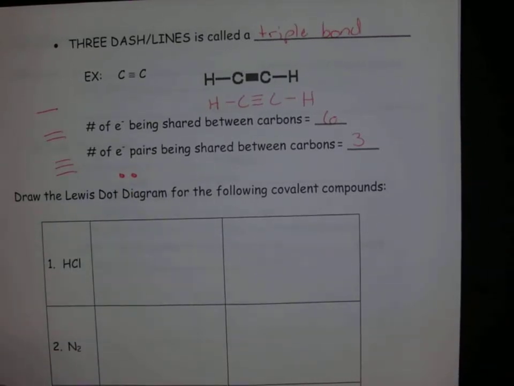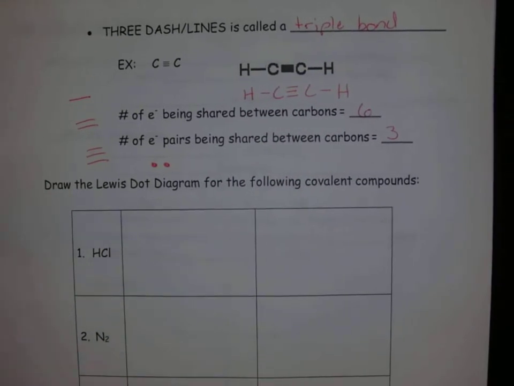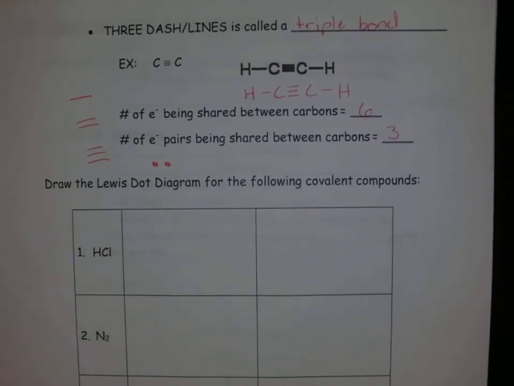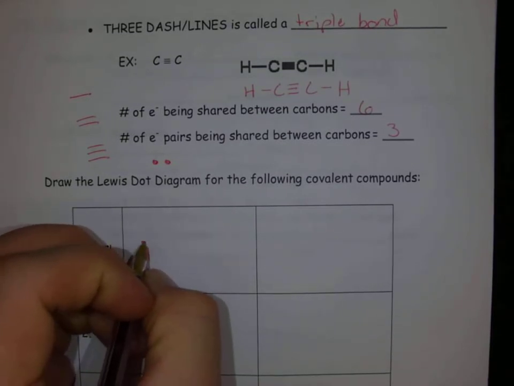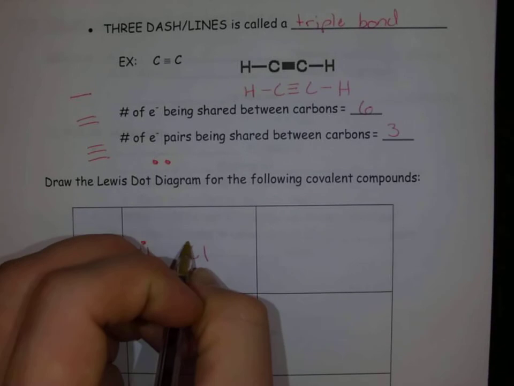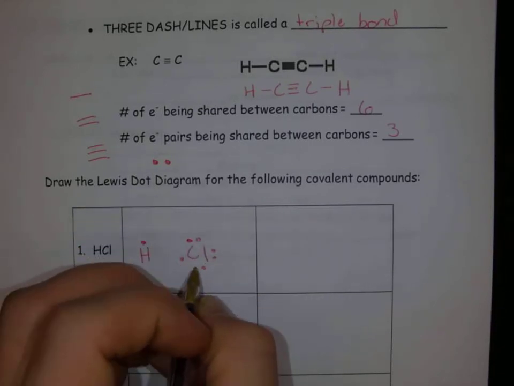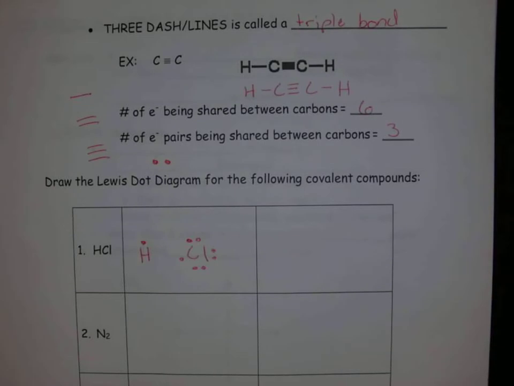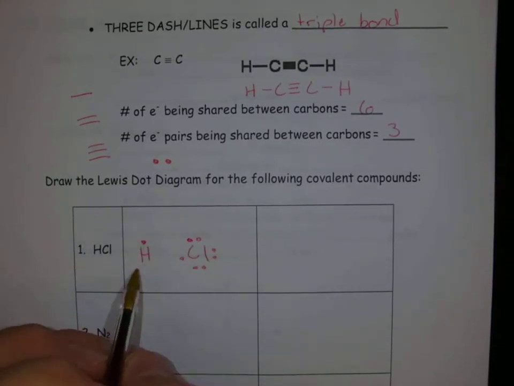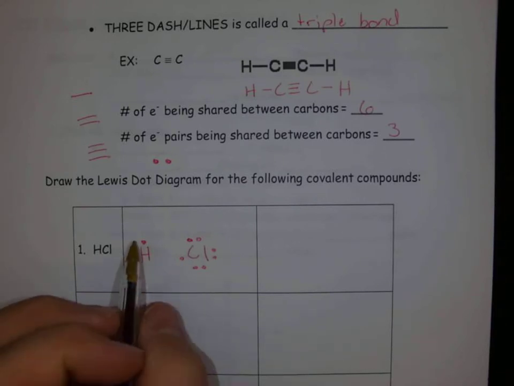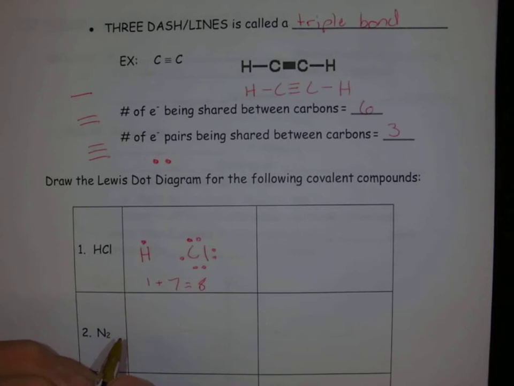So I think the easiest way to start to understand how to draw these Lewis diagrams is to start working through some of them, okay? If I look here at HCl, H has 1 valence electron, and Cl has 7 valence electrons: 1, 2, 3, 4, 5, 6, 7. So the first thing I'm going to do to draw these dot diagrams is write my elements and count how many valence electrons I have. So I have 1 plus 7, that equals 8 valence electrons.